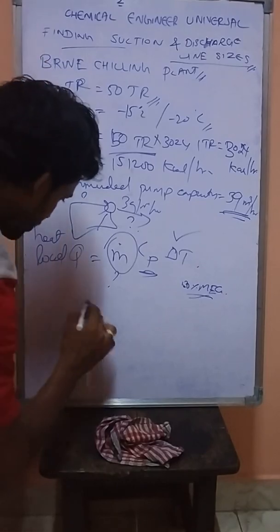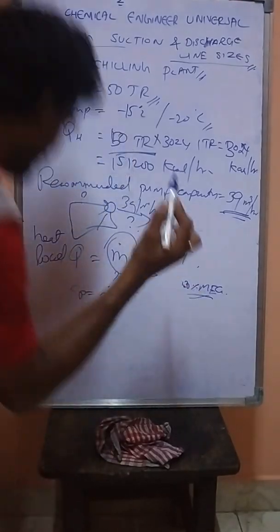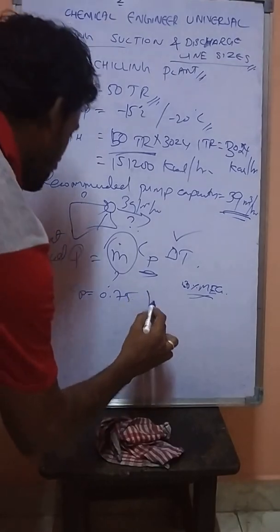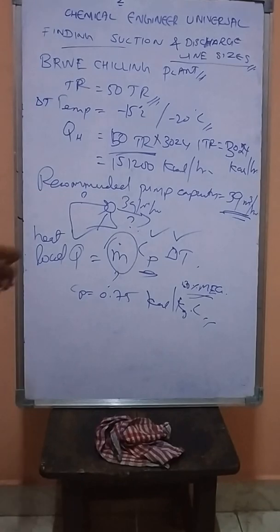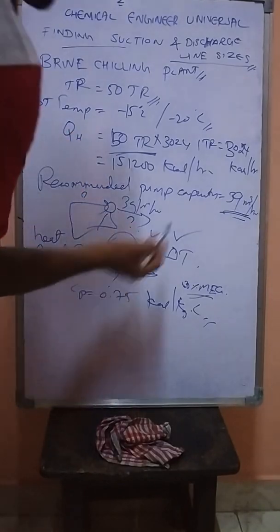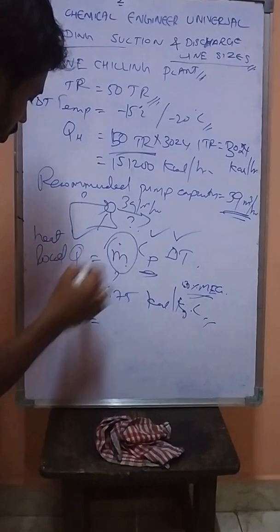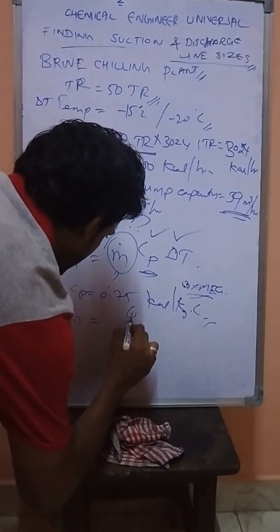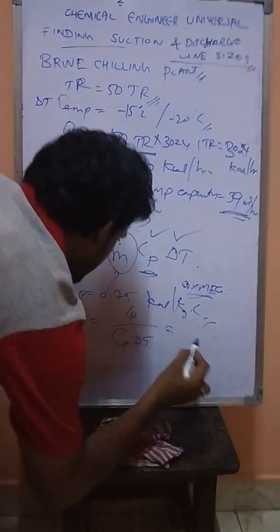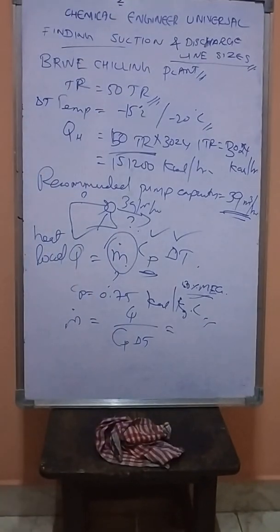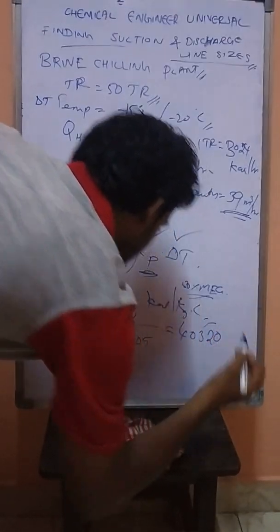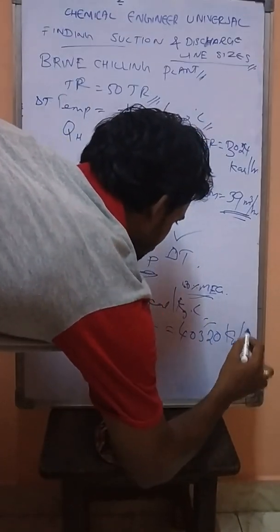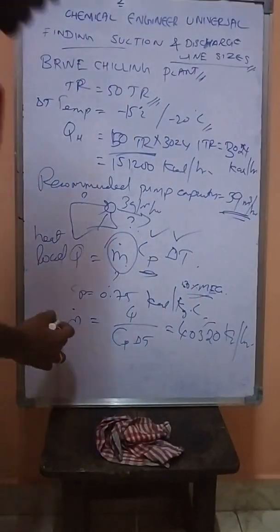It is having a specific heat of 0.75 kilocalories per kilogram degree Celsius. So we know the Cp also. From this given data, we can find out the mass flow rate required for this total heat load. By rearranging this, we get it like this. After applying all the values in metric units, you will get around 40320 kilograms per hour. So you know the mass flow rate.